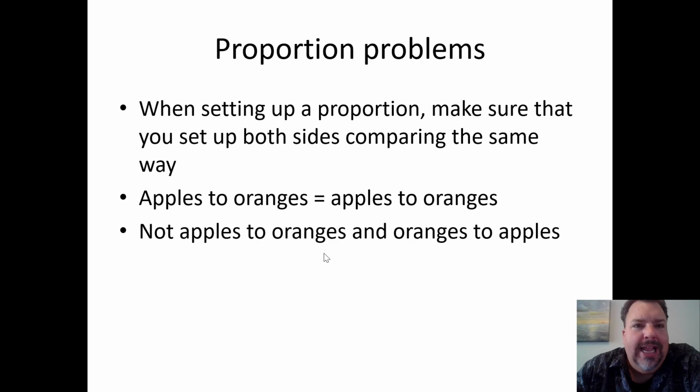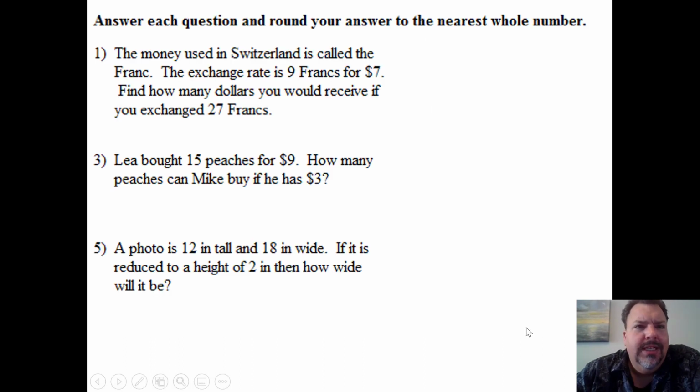from a word problem. And when we're setting these up, we have to make sure that we're comparing the same thing in the same order on both sides. So I always say we're going to compare apples to oranges. Then we have to make sure we're comparing apples to oranges. Okay, we don't compare apples to oranges and then oranges to apples. We can't flip the order around. So whatever order we decide on the left side, we have to make sure that we have the same order on the right side.